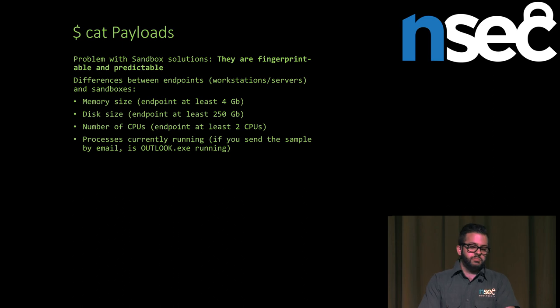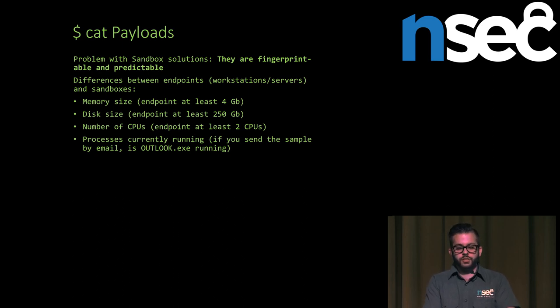The problem with sandboxes is they're fingerprintable and predictable, right? Because you know for a fact that this is not a real environment. This is something that's faking an environment and trying to see what's going on with your malware. So there's a lot of tricks that you can use to prevent your code from running on sandboxes. For example, look at the memory size. If it's less than 4 gigs, you're probably living in the past, or you're a sandbox, because nowadays 4 gigs on a computer is pretty legitimate.